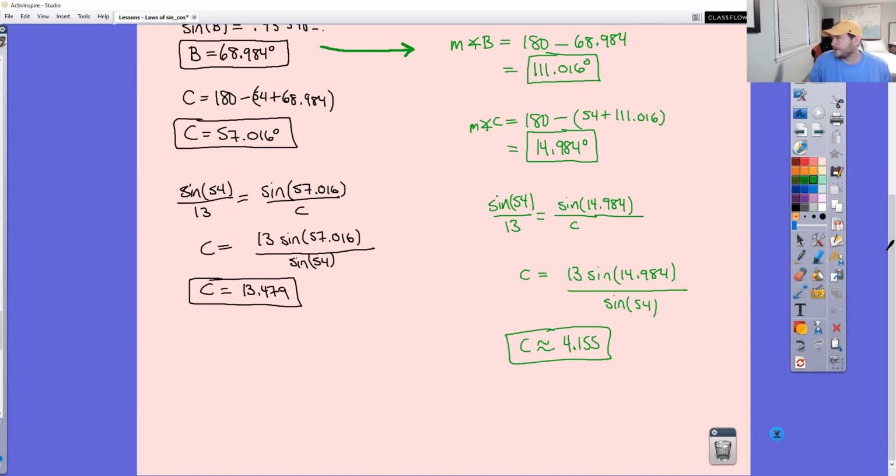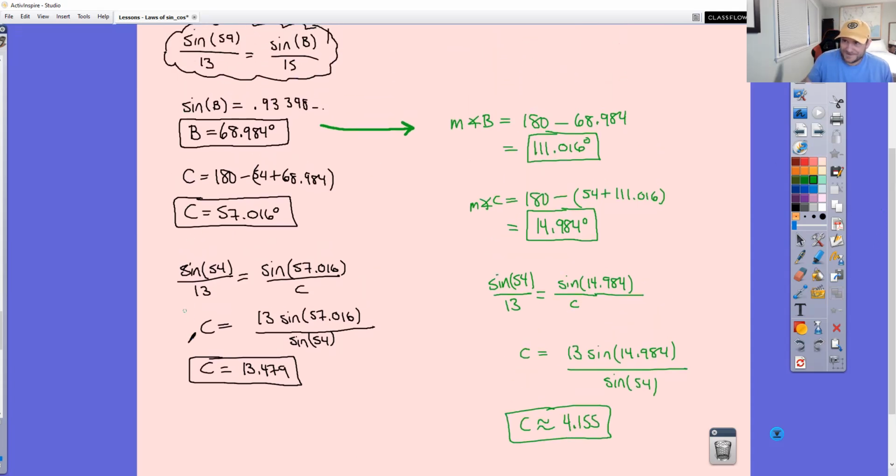So there you go. In column A over here, these three values are your solution 1. And over here in column B, these three values are the solution for the second triangle. And that concludes our third homework.